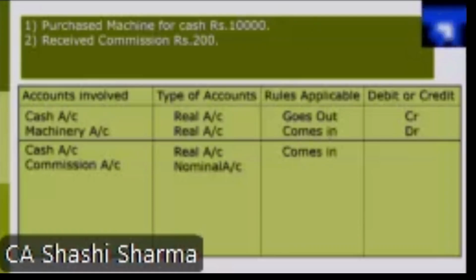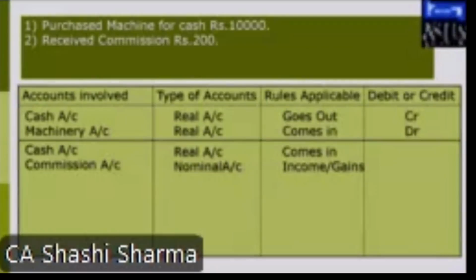So we will write comes in. And in the case of nominal account, it is an income or gain for the business, because you are receiving cash. So it is an income. Cash is coming in means it will be debited, whereas commission being an income or gain will be credited.